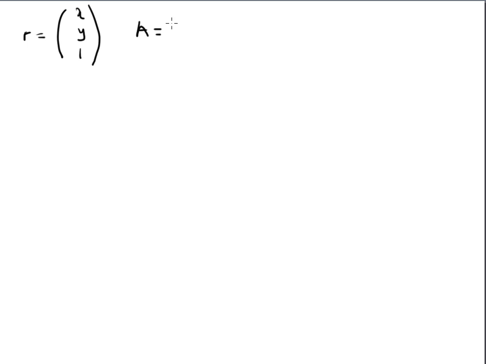So now R is equal to x, y, 1. Okay, and the matrix A is equal to 1 0 g, 0 1 f, g f c. Right. Now we are being asked to show that, these questions are one of my favorites.